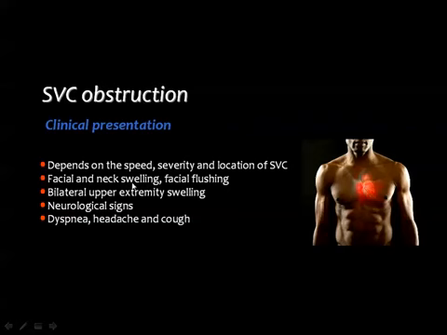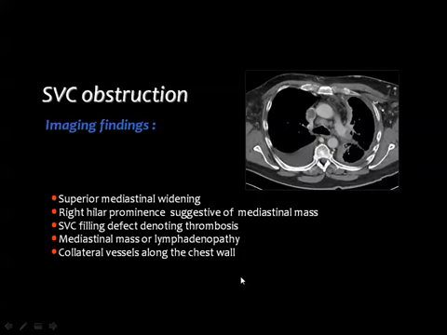The clinical presentation of superior vena cava obstruction depends on the speed and the severity of the obstruction: facial swelling, flushing, bilateral arm swelling, signs of edema, and cough. And these are the imaging findings. In the plain film we see some widening of the superior mediastinum, prominence of the right hilar region.